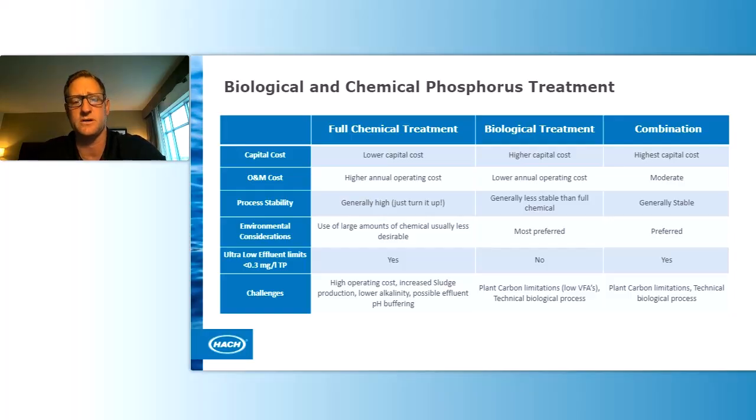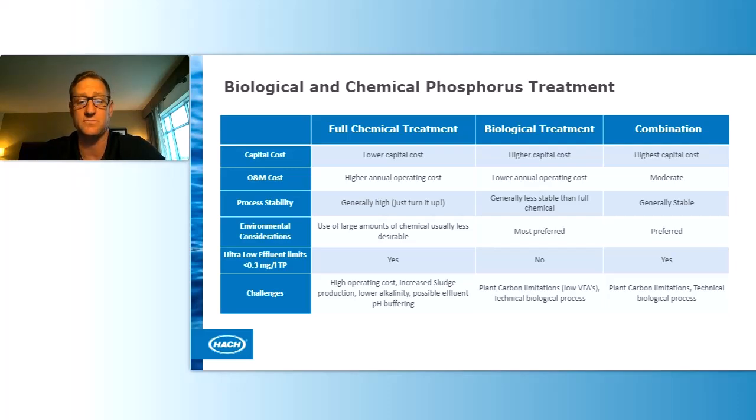So some of the key challenges, if we're doing full chemical treatment, it can be a pretty high operating cost. There are lots of things to think about when we're adding chemicals and what that does to our entire system, including potential alkalinity reduction and pH issues. Most facilities have pH on their permits, and so if we're lowering the pH due to the addition of these chemicals, we might have to add something to increase pH.